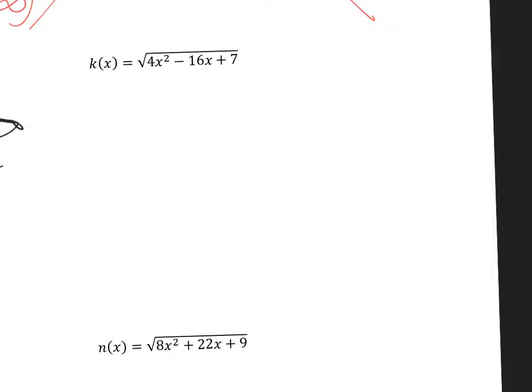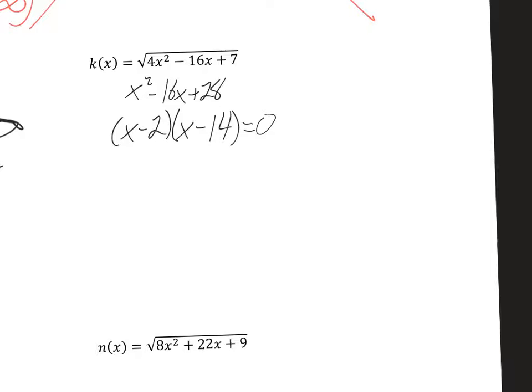Okay, so looking at this, let's go ahead and take out the trash. So minus 16x plus 28. That tells me I have (x minus 2)(x minus 14) equals 0. This one's a little bit harder because neither of them is divisible by 4, so I'm going to have to think about what can actually go into them.